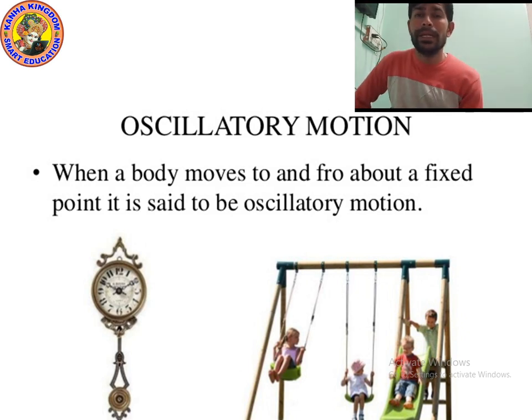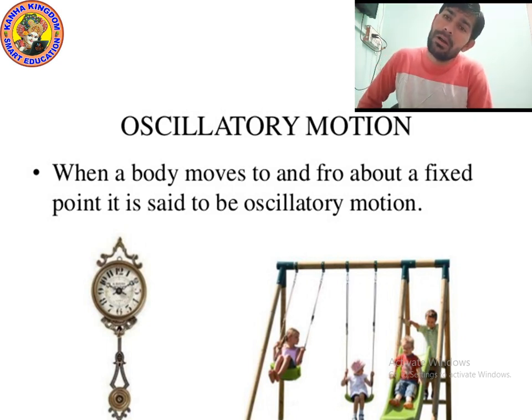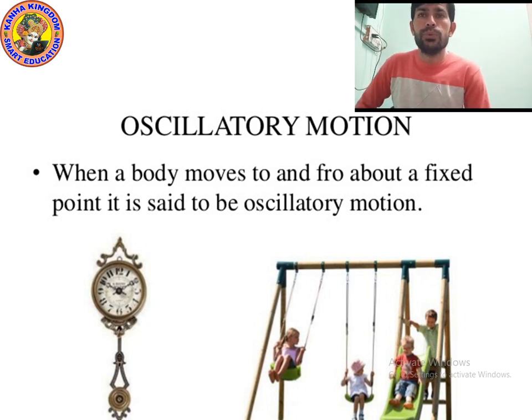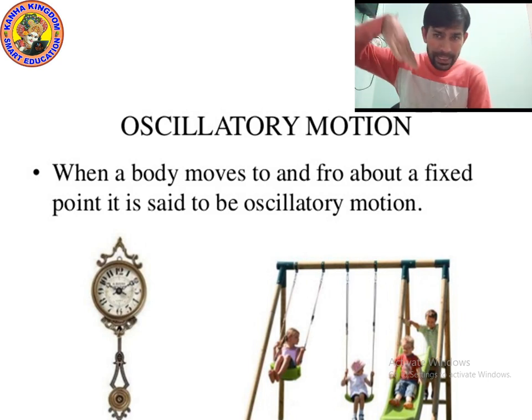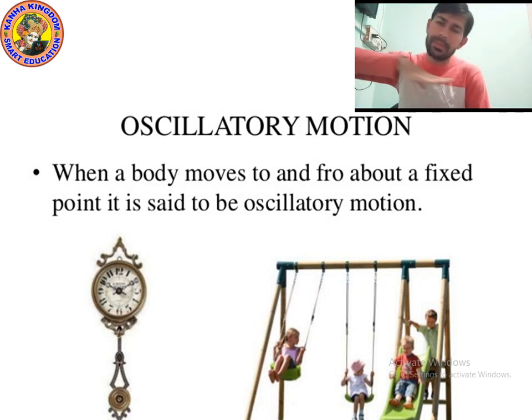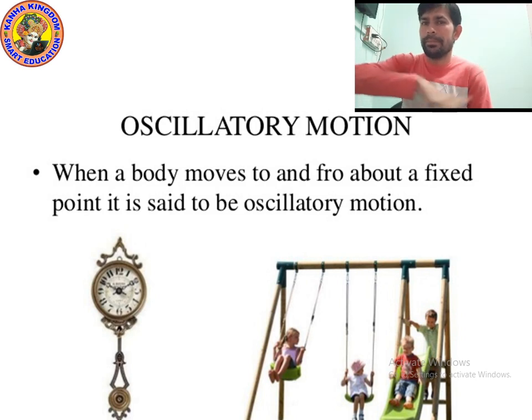Kids, you might have seen the pendulum of a wall watch that we hang on the wall. The pendulum of the watch moves like this. It goes back, forth, back, forth. It goes forward, then backward. So it looks like coming, going, coming, going.